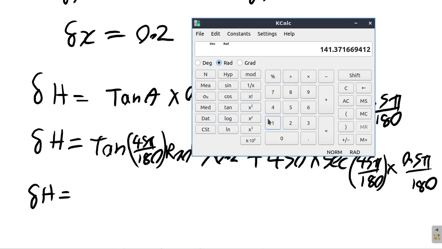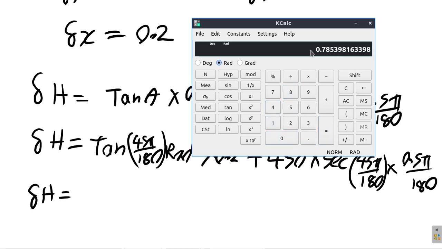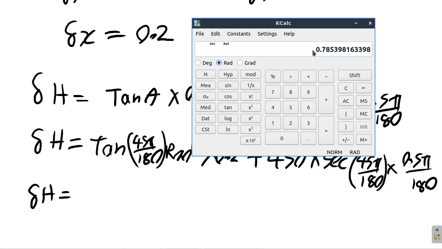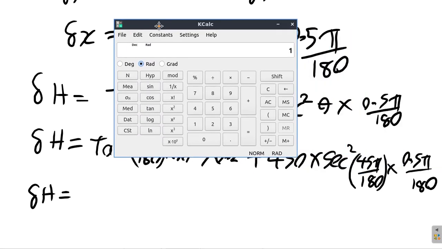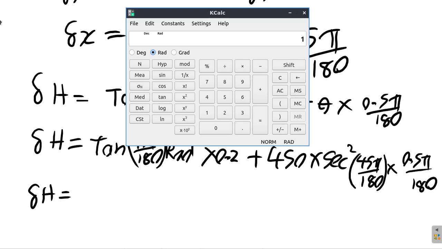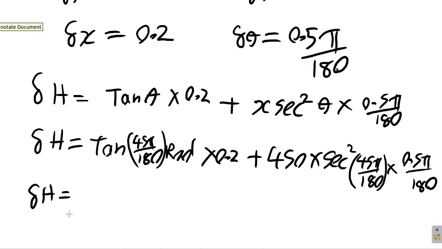Divided by 180 equals that in radians. Now let me tan it. It's in radian mode. Tan. I get 1. 1 times 0.2 is 0.2. So what we have here is just 0.2 plus.